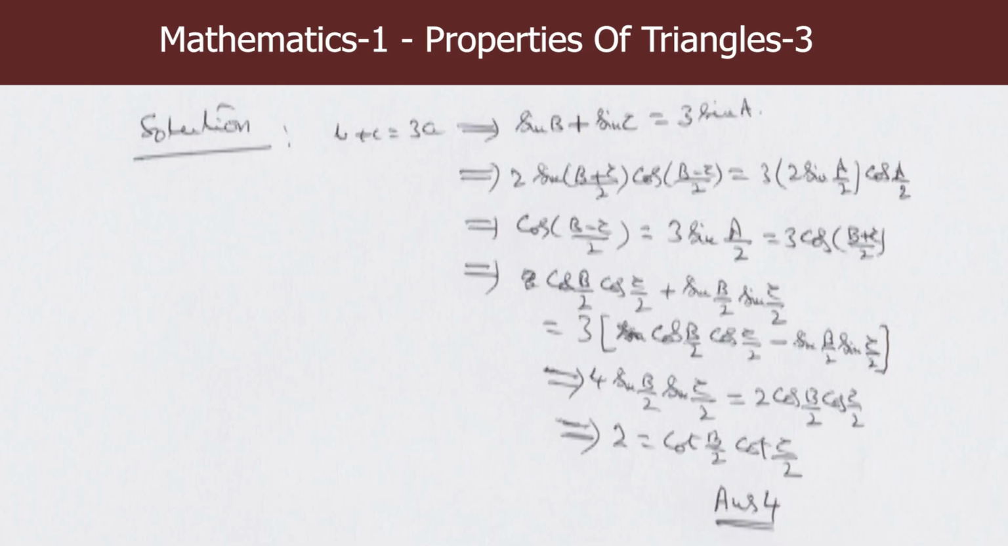So here sin (B plus C) by 2 is cos A by 2. So on both sides cos A by 2 will cancel. So that is cos (B minus C) by 2 is equal to 3 sin A by 2, which is 3 cos (B plus C) by 2. Therefore cos B by 2 cos C by 2 plus sin B by 2 sin C by 2 is equal to 3 times cos B by 2 cos C by 2 minus sin B by 2 sin C by 2. Now all the sines to the left side, all the cosines to the right side. Then you will get 2 is equal to cot B by 2 cot C by 2. So cot B by 2 cot C by 2 is 2. So the correct option is option number 4.